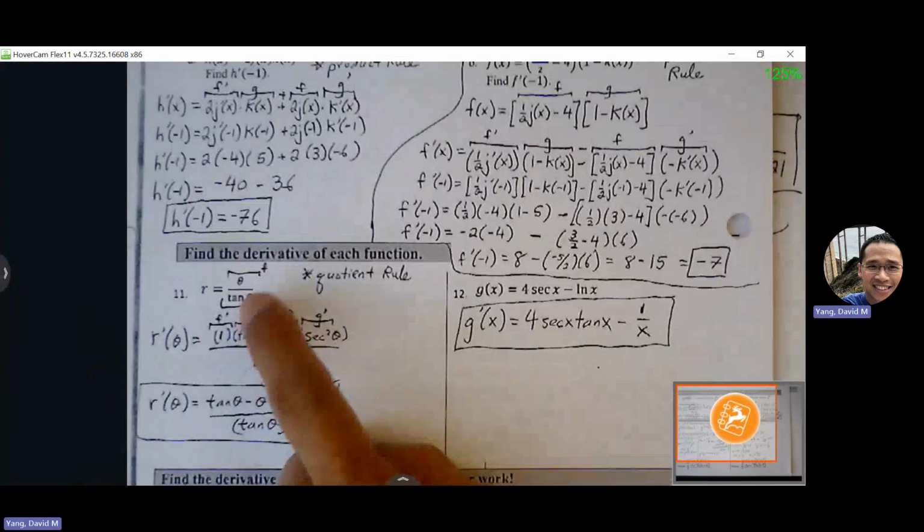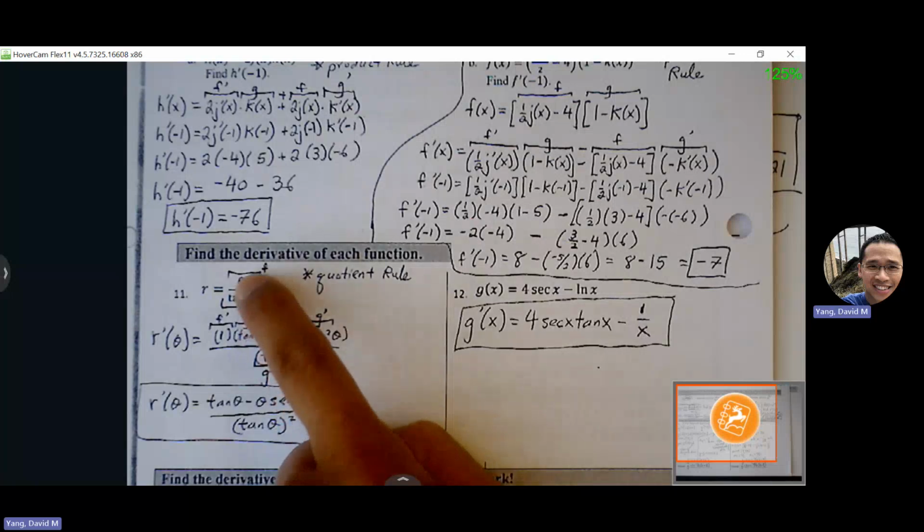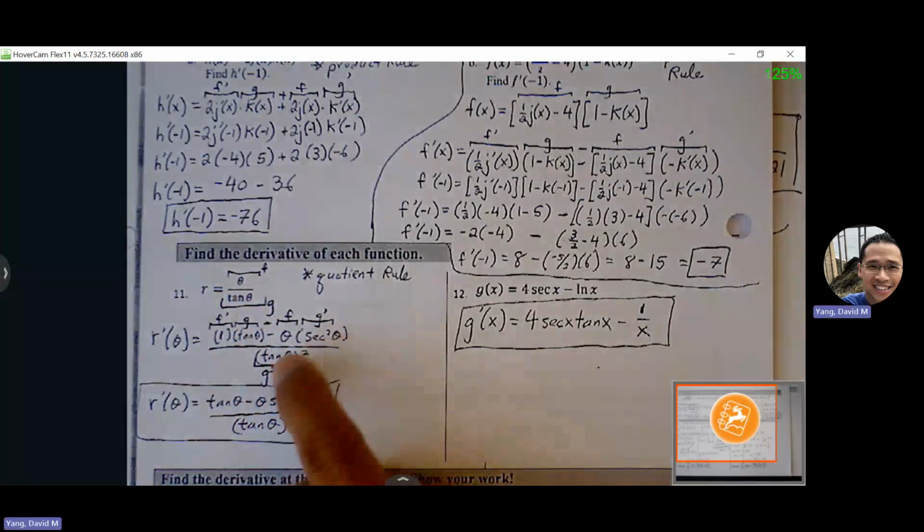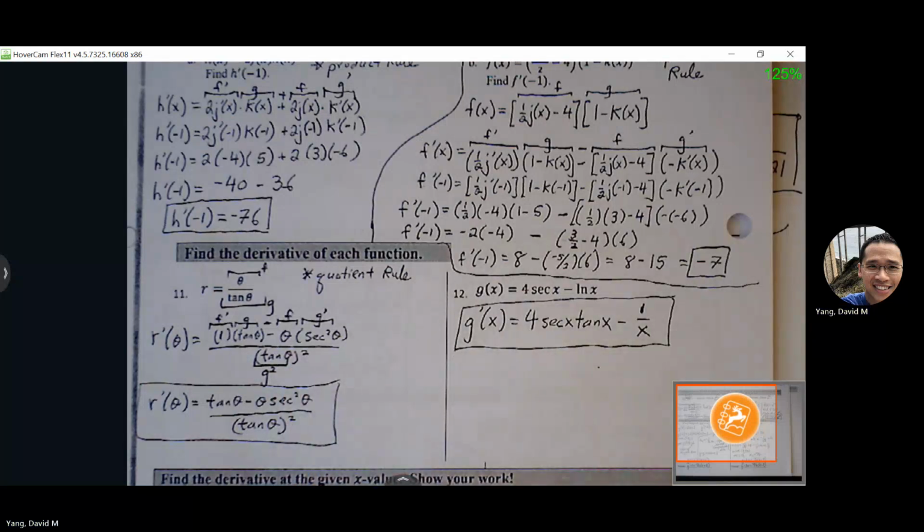Number 11, we see that there's a need for a quotient rule. So we go through quotient rule, f prime times g minus f g prime all over g squared. And number 12, secant derivative is secant tangent, and natural log's derivative is 1 over x.